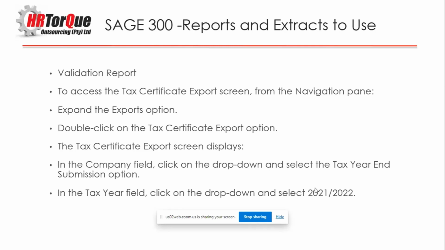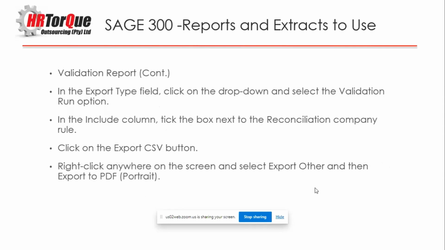The tax certificate export option will then display, and in the company field, you would click on the drop down and select the tax year end submission option. And in the tax year field, you would click on the drop down and select the correct year. In the export type field, you would click on the drop down and select the validation run option.